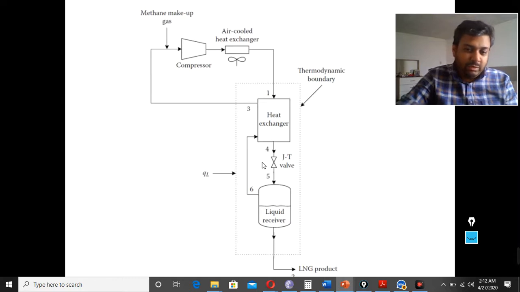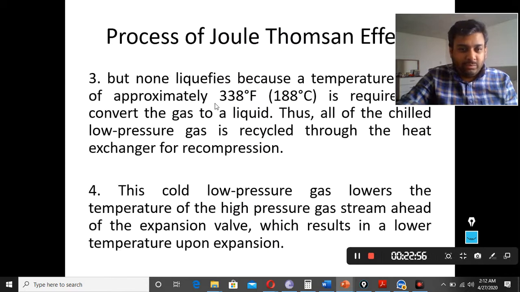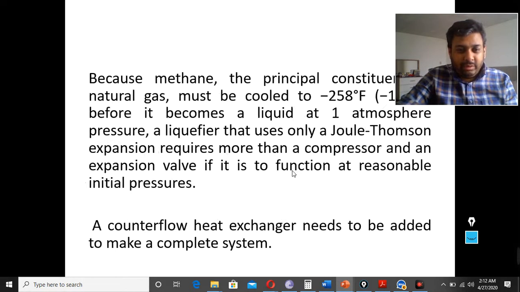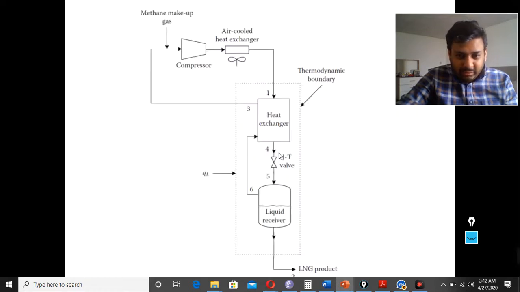So it has to go through this JT valve. Low pressure gas is recycled through the heat exchanger for recompression, and then it goes through the heat exchanger and JT valve. Once it crosses the JT valve, the gas reaches a temperature of minus 161 degrees centigrade and liquefies here. You can see it has some gas and some liquid, but not all the gas is liquefied. There are still some gas vapors here.